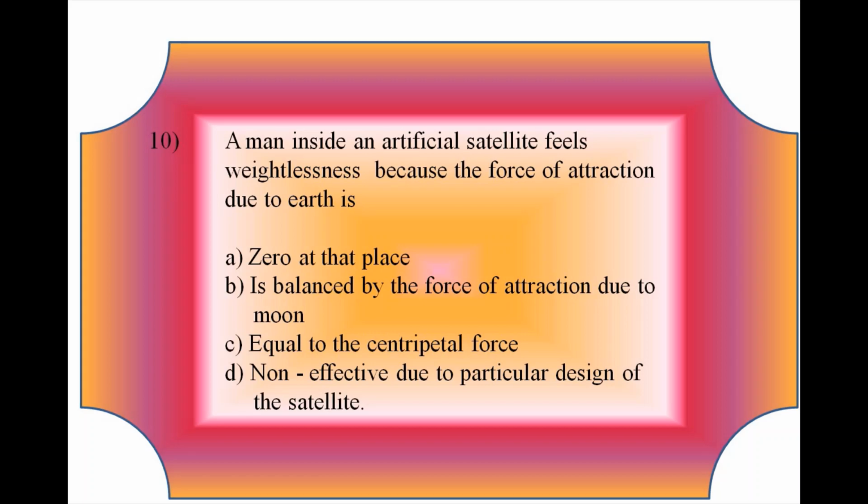A man inside an artificial satellite feels weightlessness because the force of attraction due to Earth is: option A is 0 at that place, option B is balanced by the force of attraction due to the moon, option C is equal to the centripetal force, and option D is non-effective due to the particular design of the satellite. So here, by the basic principle of physics, option C is correct, which means equal to the centripetal force.